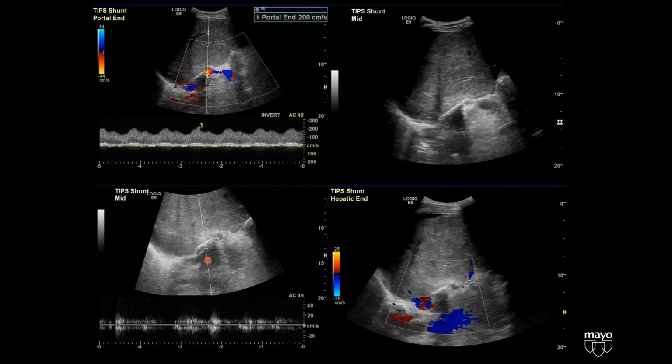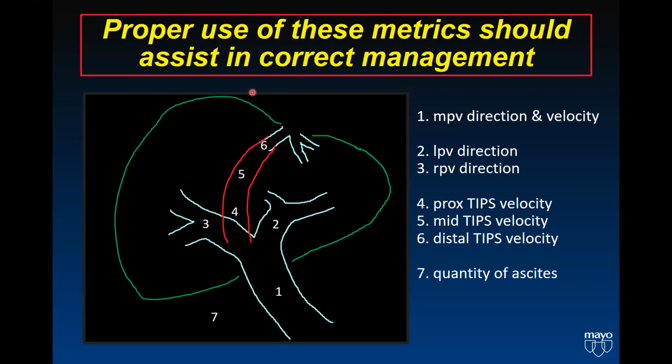right when they put them in, particularly if they're covered, because they get air in the interstices of the covering, and so that basically shadows out the TIPS. So you don't have a chance to actually see flow within the TIPS on day 1, and you have to sort of use these indirect measures to see how things are going. Okay, so proper use of these metrics should assist you in correct management of TIPS patients.